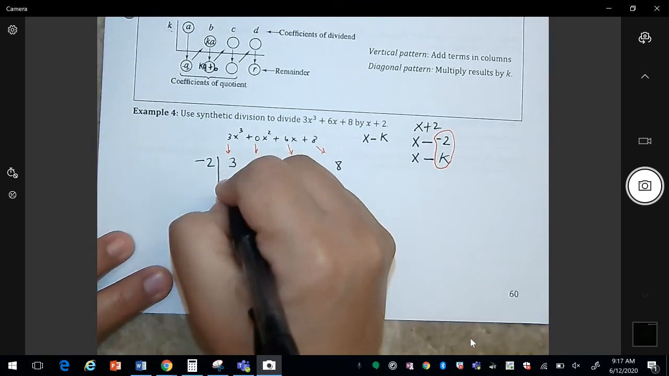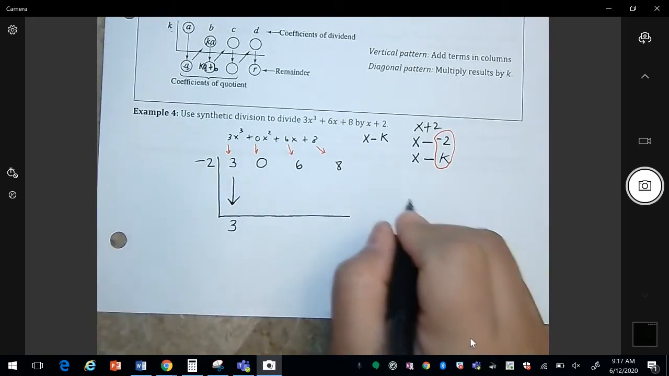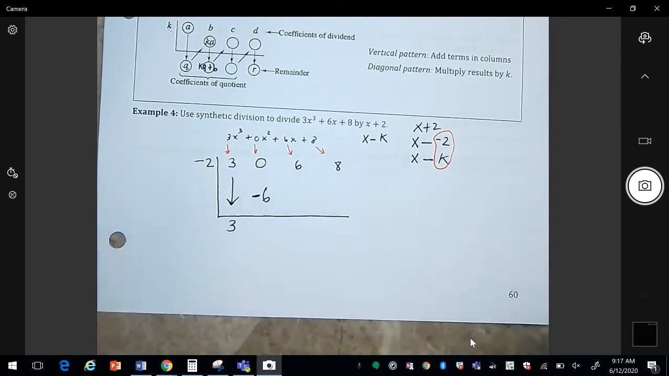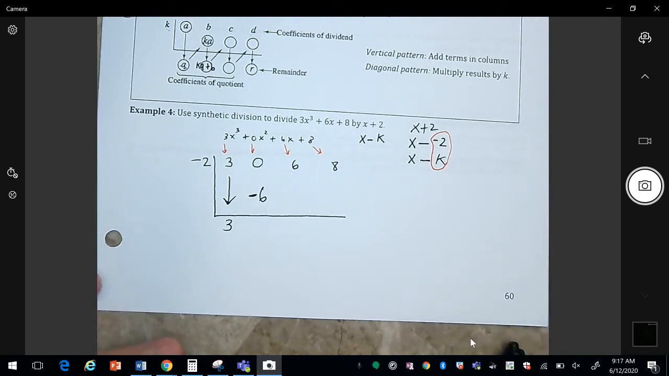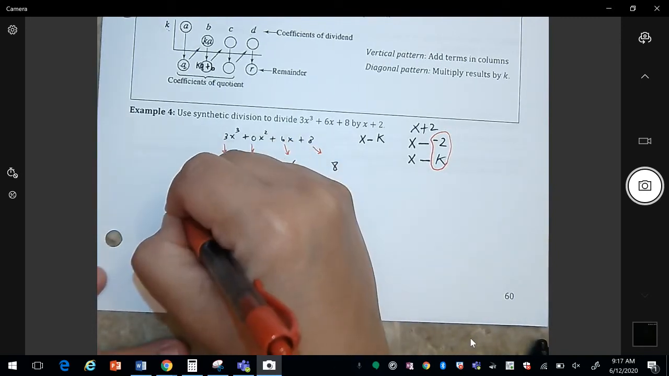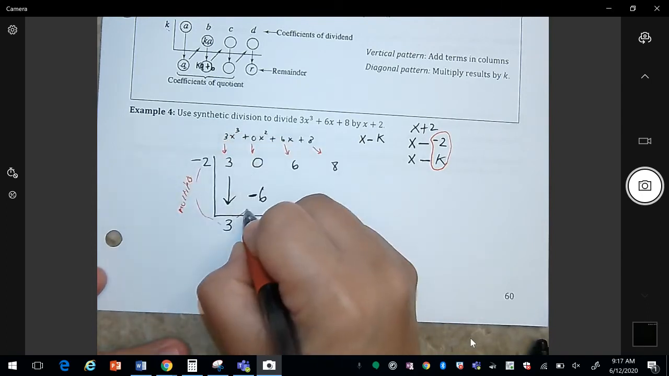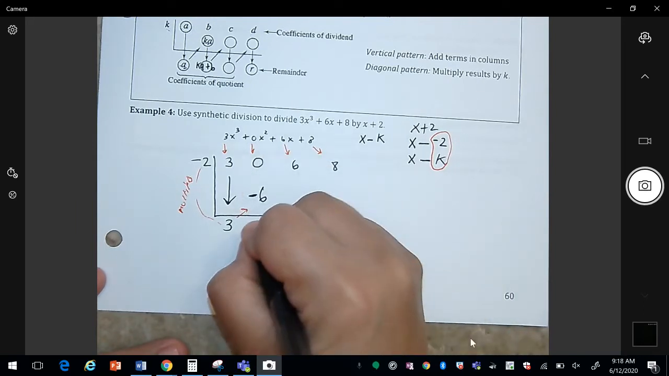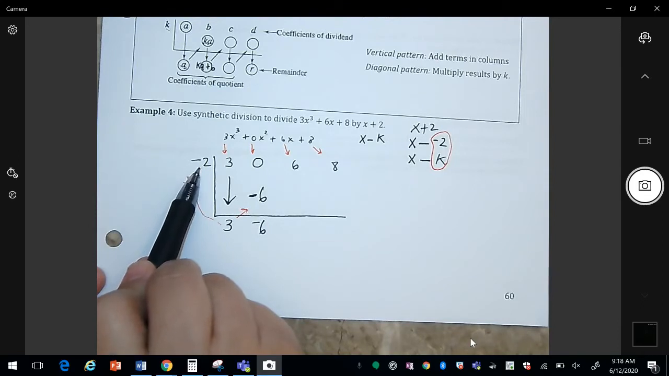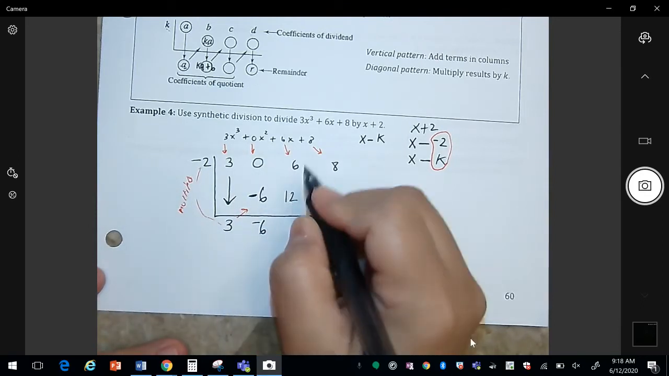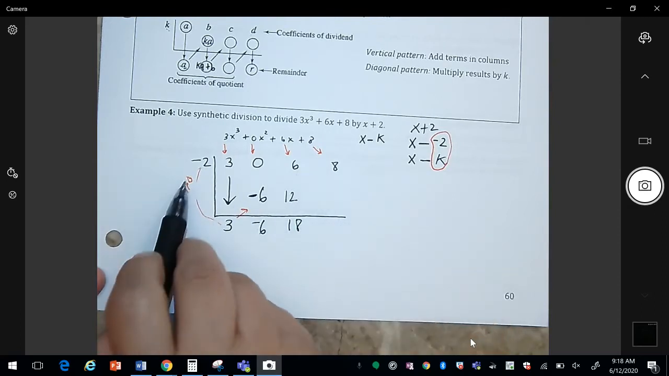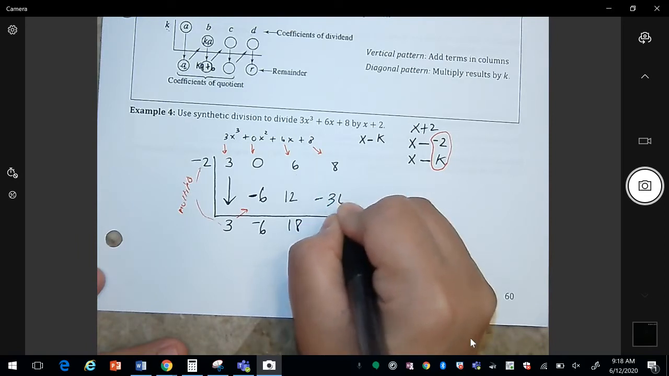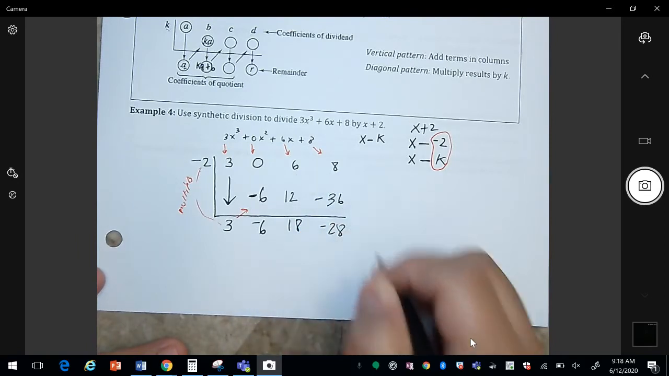So our first step is to bring down the 3. Then we multiply negative 2 times 3, which is negative 6, and we put our answer in here. And then we add: 0 plus negative 6 is negative 6. We start the same process. Negative 2 times negative 6 is positive 12. Plus 6 gives me 18. Negative 2 times 18 is negative 36. Plus 8 will give me negative 28.